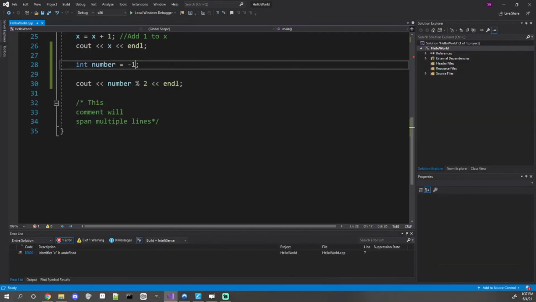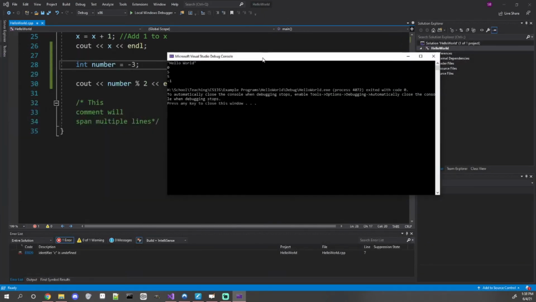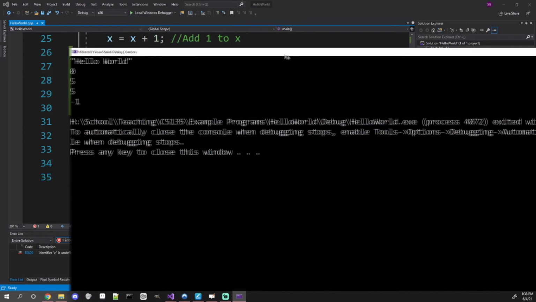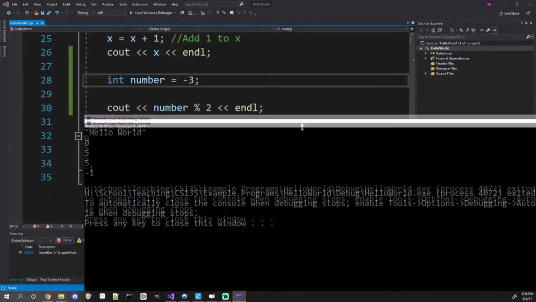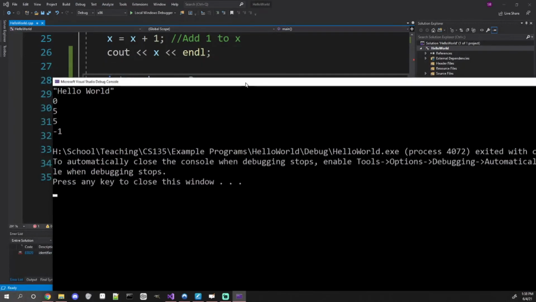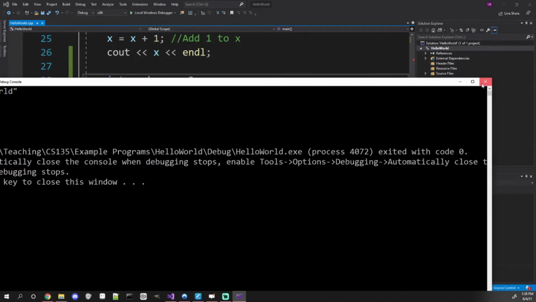Now if I do it with -3, you'll see that we get -1 out again. So you might be noticing 1 modulo 2 is 1, and 3 modulo 2 is also 1, and so it seems to just be the negative version of the modulo.